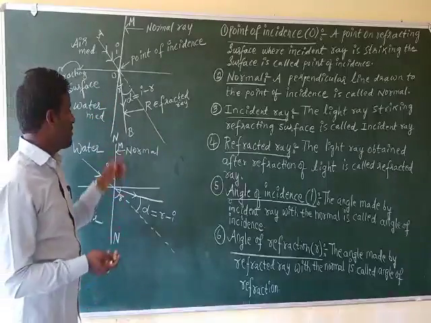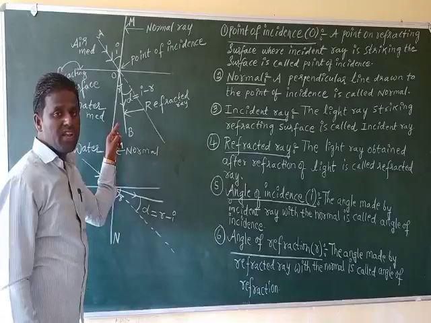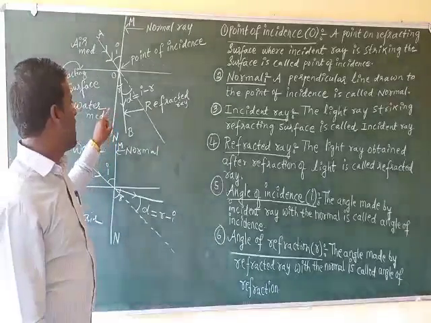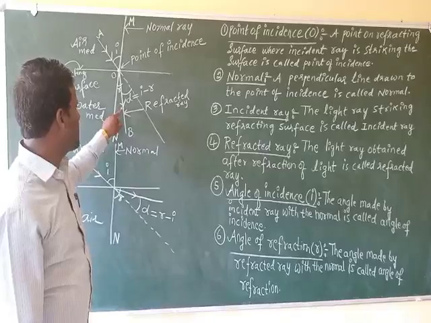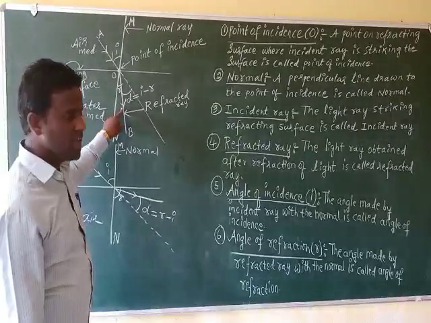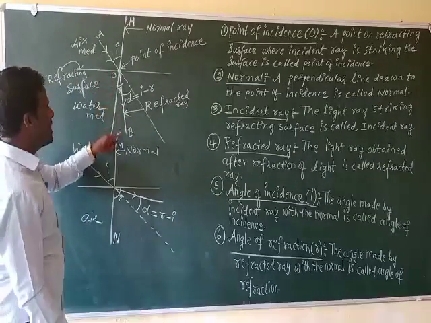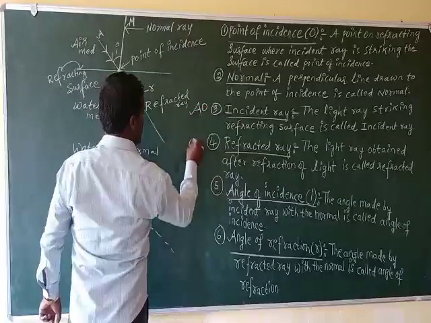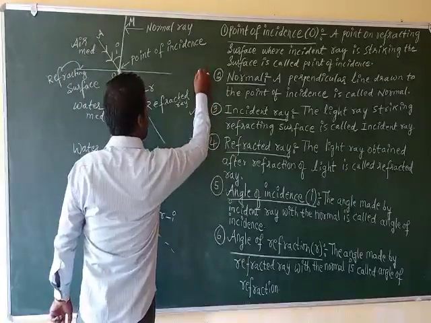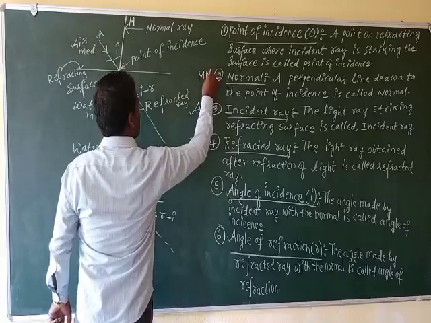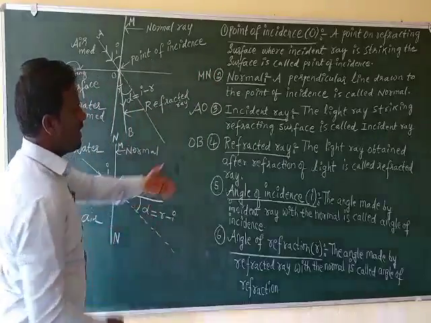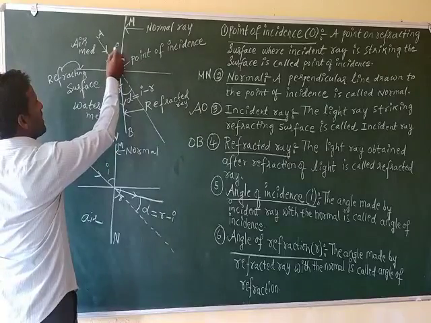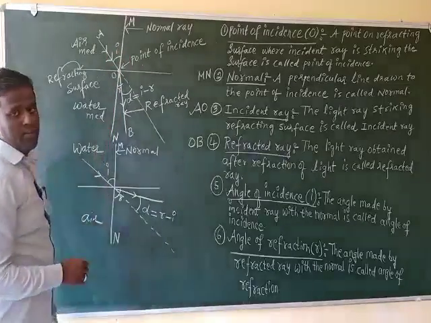After refraction, the ray that we get, what do we call it? A ray of light which is obtained after refraction of light, that is called the refracted ray. So here OB is the refracted ray, AO is the incident ray, MN is the normal. Right? Angle of incidence, the angle made by the incident ray with the normal, that is angle of incidence.